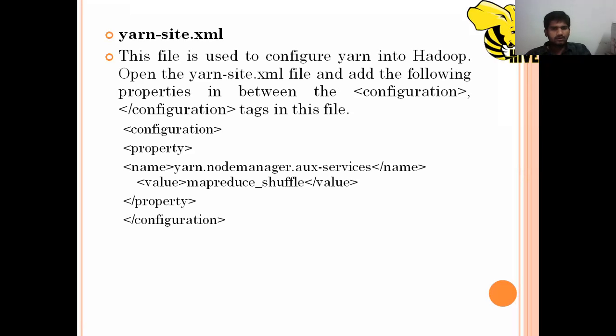So YARN. What is the meaning of YARN? Anyone know that? I already told you in the starting. You can see it later if you want. It is similarly one of the parts of the Hadoop system. So the node manager and the auxiliary services we are going to provide. Then the value we have is the MapReduce shuffle value, then we close the properties and the configuration. So these are three configurations.